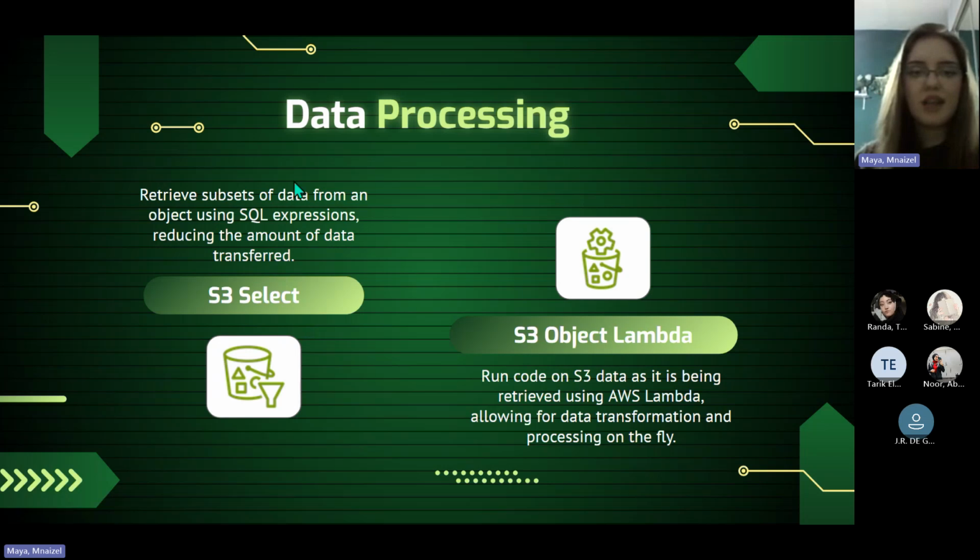And S3 Select allows us to retrieve objects using SQL expressions. You still don't know SQL expressions. Select is selecting something from a database, and we're going to talk about it in our database session. So S3 Object Lambda, we've talked about, enables you to run code on S3 data. Let's say I want to run specific code in Python that can divide data, say on numbers and text. We can do that using S3 Object Lambda.